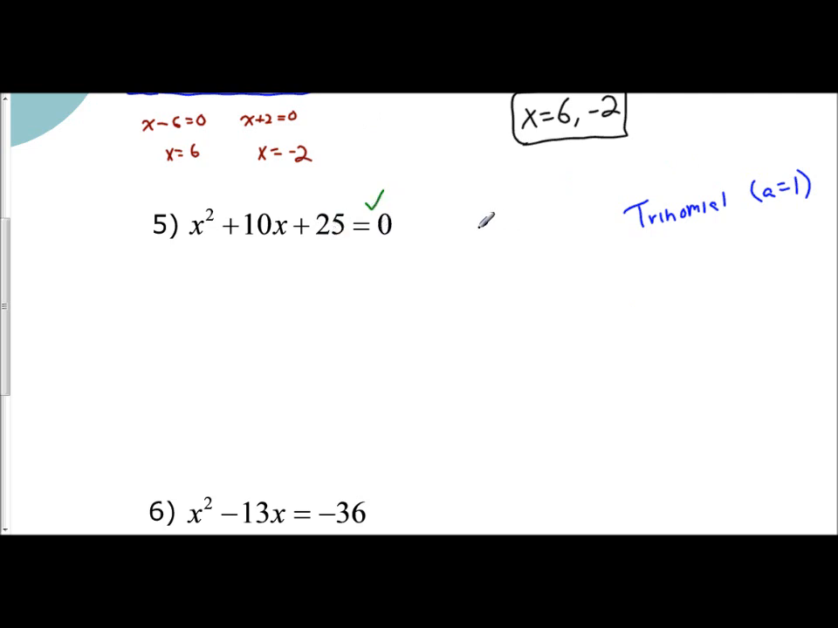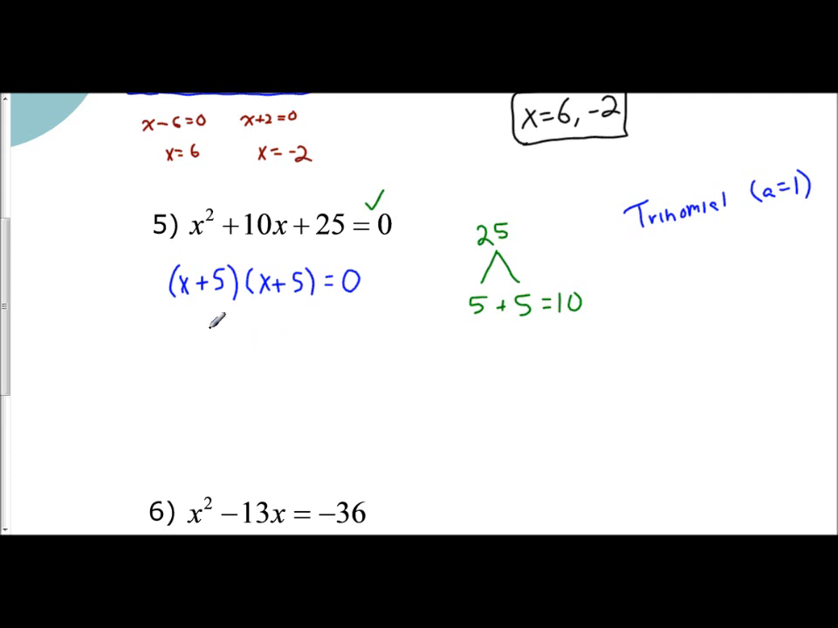My product is 25, and my sum is 10. So you want two factors of 25 that add up to give you 10. Well, that's easy. That's 5 and 5. And so I have x plus 5 times x plus 5 equals 0.